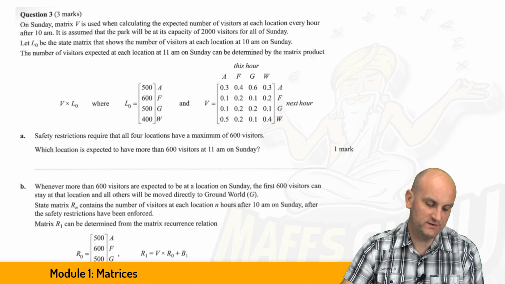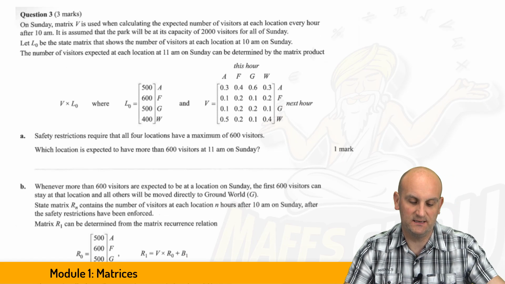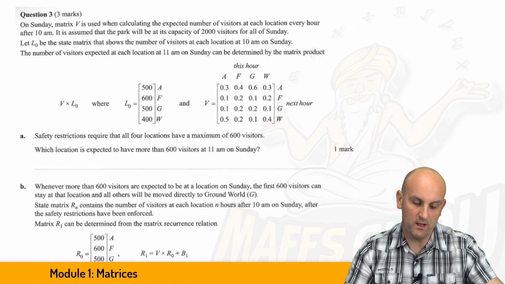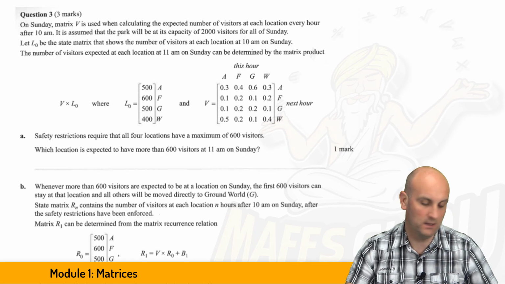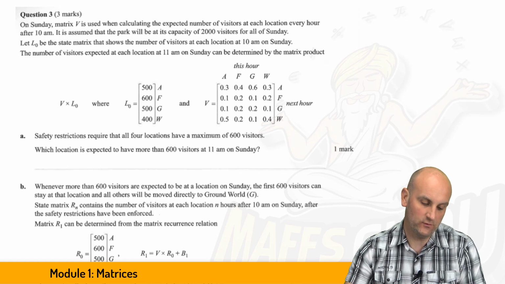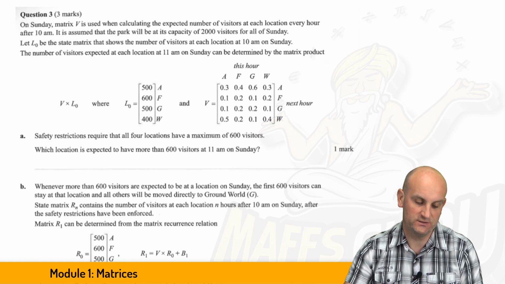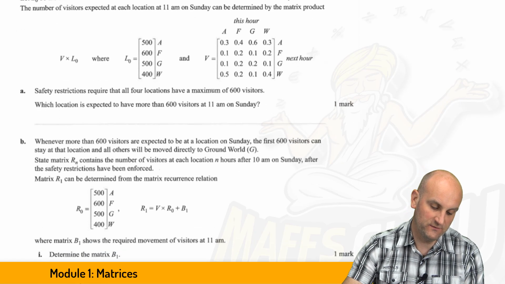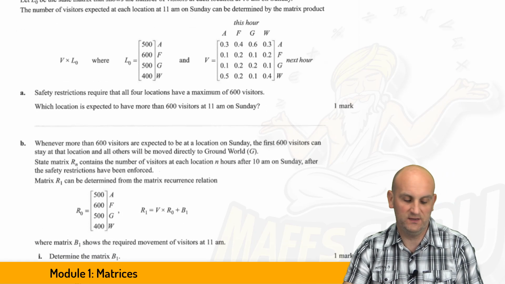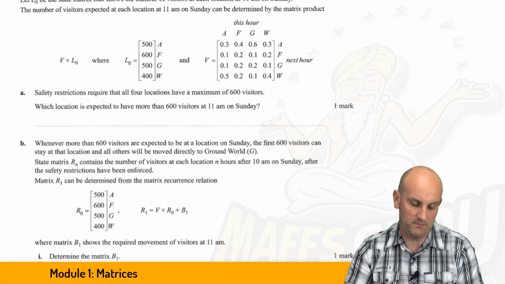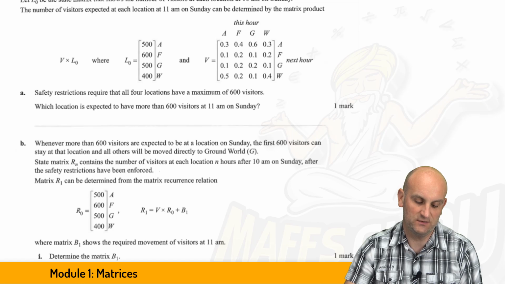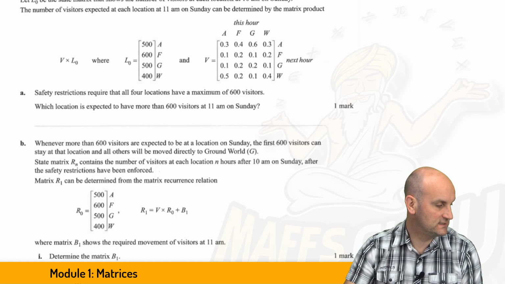On Sunday, matrix V is used when calculating the expected number of visitors at each location every hour after 10 a.m. It is assumed that the park will be at its capacity of 2,000 visitors for all of Sunday. Let L0 be the state matrix that shows the number of visitors at each location. All right, so we got some information there. V times L0, and so on. Safety restrictions require that all 4 locations have a maximum of 600 visitors. Which location is expected to have more than 600 visitors?